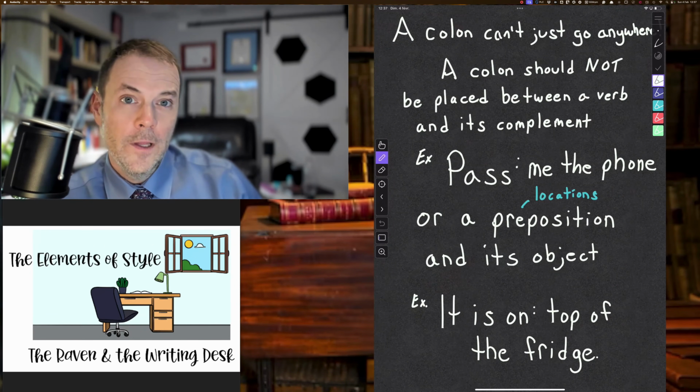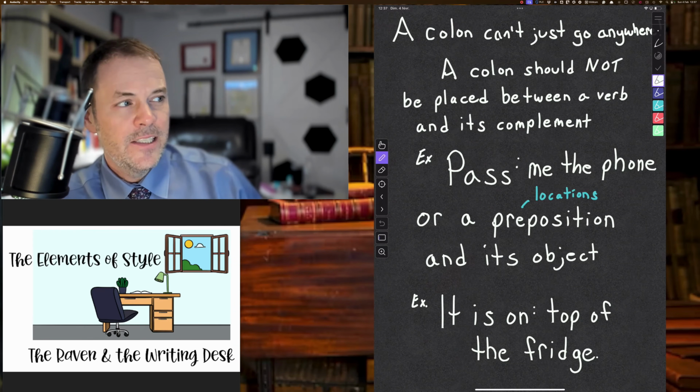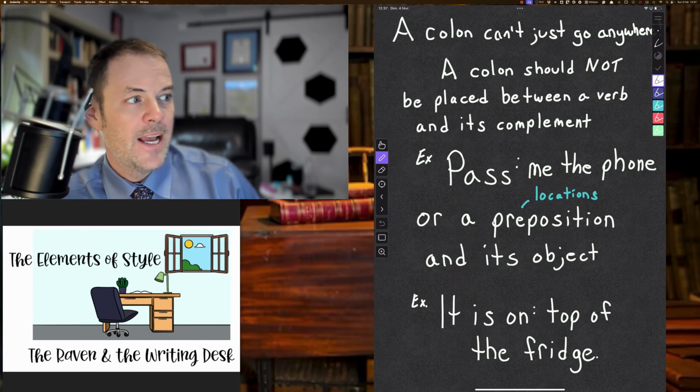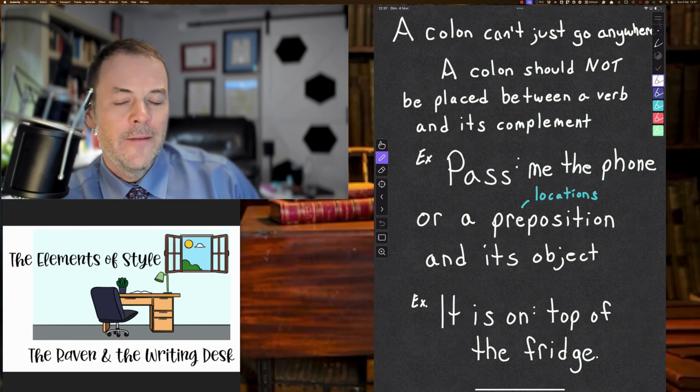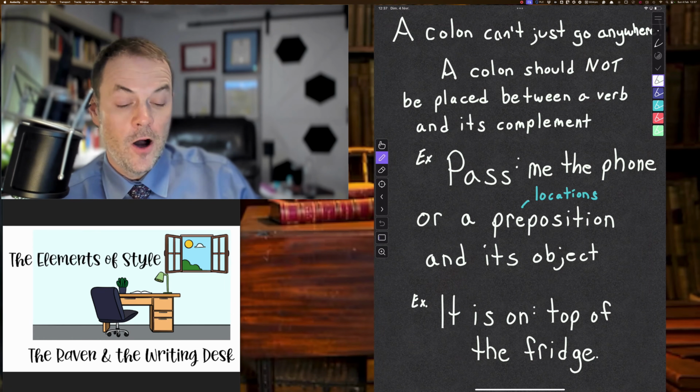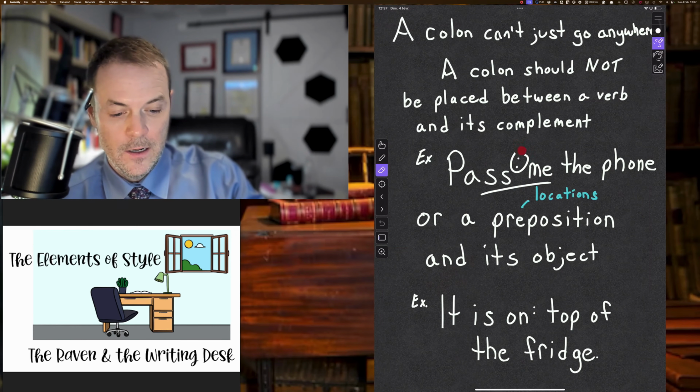Now, a colon cannot just go anywhere. This is coming out of the Elements of Style, so I'm going to share it as well. And these are fairly obvious errors, but if you are brand new to the language, this is good to know. We can't put the colon in between a verb and its complement, such as pass me. We can't be putting a colon in there. I'm not sure why this person would think that the emphasis would be a good place there, but I wanted to exaggerate this to make it clear.